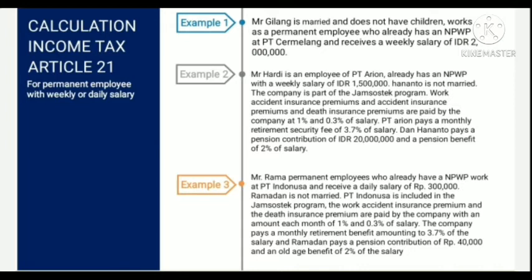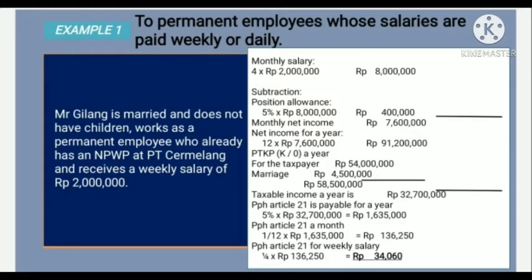Okay, next I want to explain about calculation of income tax Article 21 for permanent employees with weekly and daily salary. We have 3 examples. Example 1. Mr. Gilang is married and doesn't have children, a permanent employee who already has an NPWP at PT Cemerlang and receives a weekly salary of 2 million rupiah.